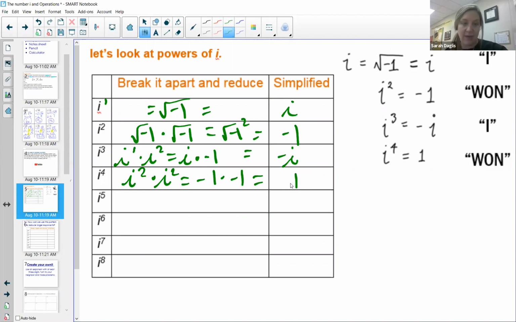I to the 5th, I'm going to break apart. Let's do 4 and 1. Is that okay? You could also use 3 and 2. I'm going to say i to the 4th times i to the 1st, because 4 plus 1 is 5. I to the 4th, we just figured out was the number 1, and i to the 1st is i. 1 times i. There we go. There's my i again. My cycle is starting over.